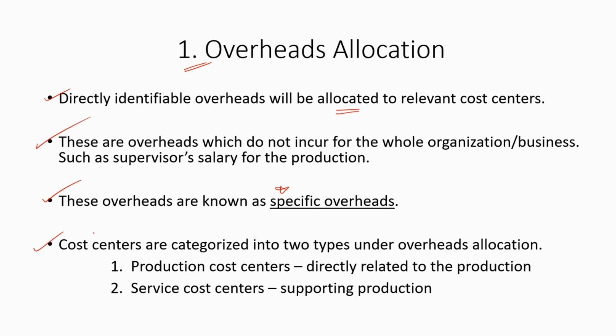Cost centers are categorized into two types under overheads allocation. The first type is production cost centers. This means these cost centers are directly related to the production. And the other type of cost centers are service cost centers. These are cost centers supporting the production. So now let's do an example so you can understand what we have learned so far.